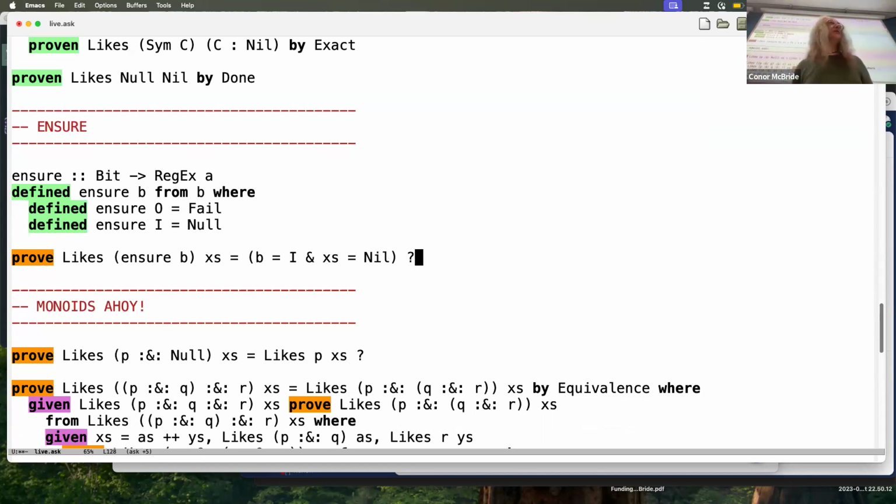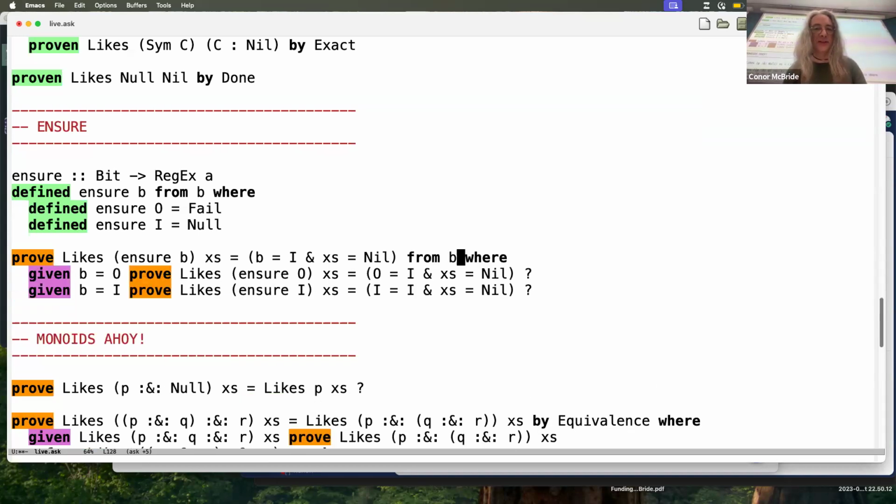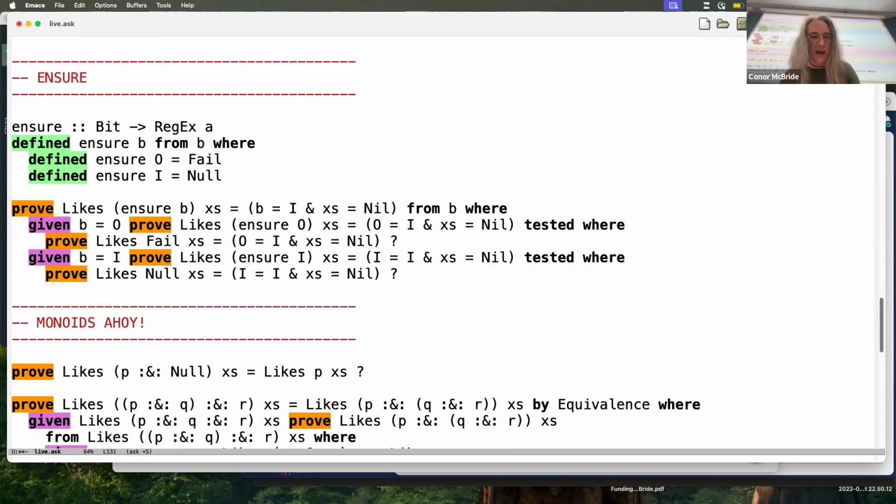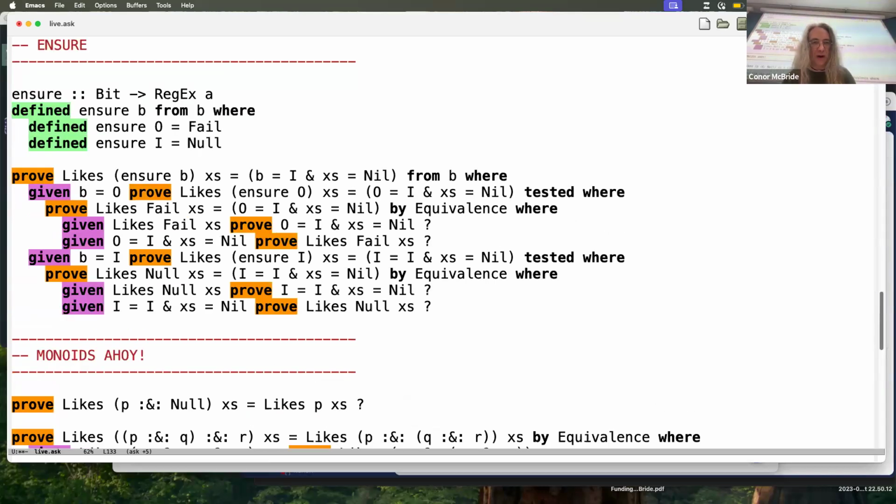And I've been through this movie before, so I propose that we split this into two problems this way. And then we hit test. Okay, and now I'm going to say by equivalence in both places. And then I get a bunch of stuff. So in this case, I'm handed an assumption "fail likes x's", of which I'm deeply suspicious.